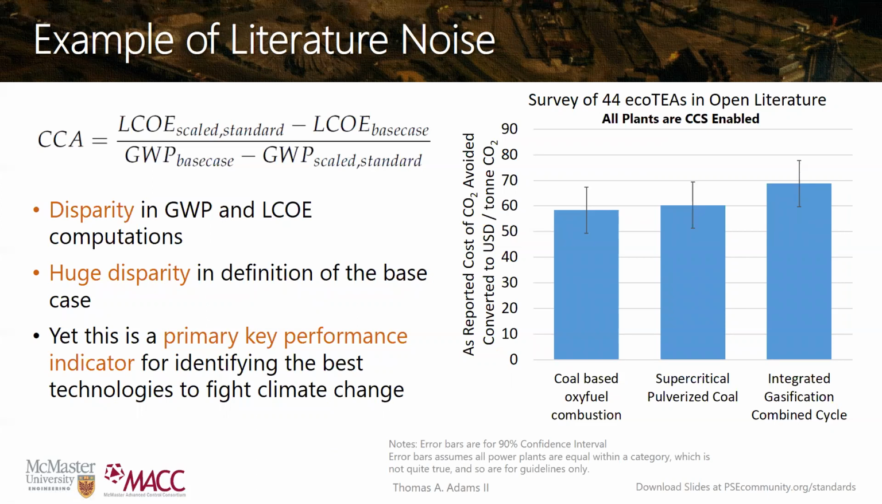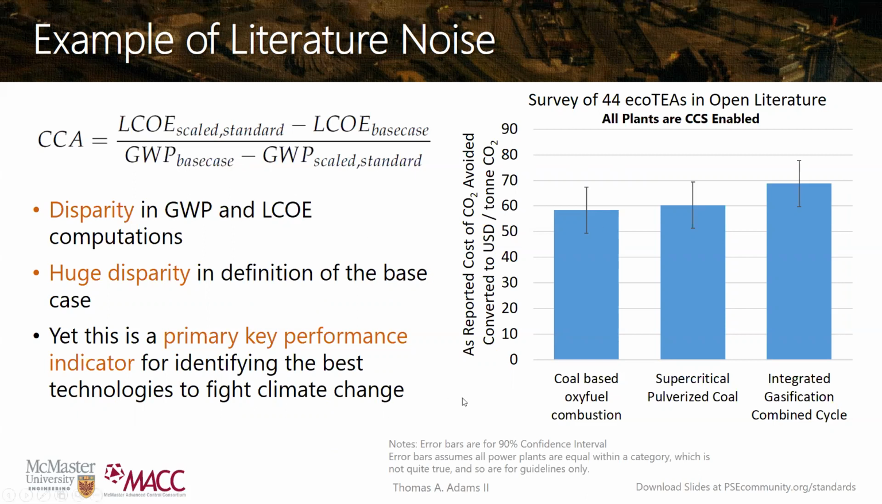A really good number to target is about $50 per ton of CO2 avoided. That's the kind of numbers we're talking about. It's a good order of magnitude. But within the literature, there's such a huge disparity between what the base cases are, what these metrics are, global warming potential and LCOE, that you end up with just a bunch of noise.